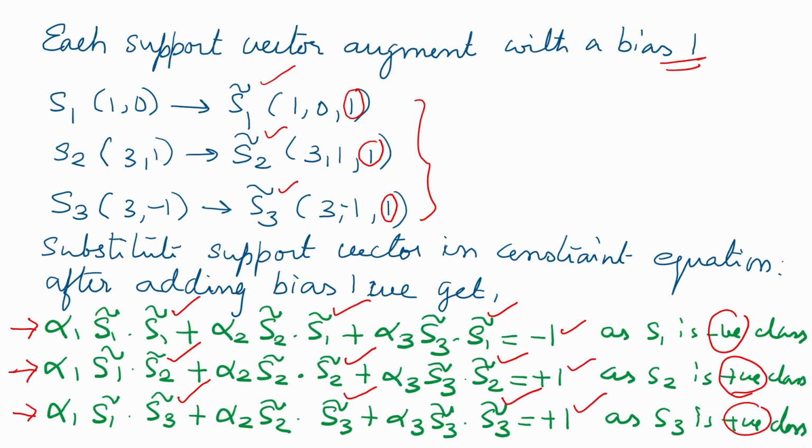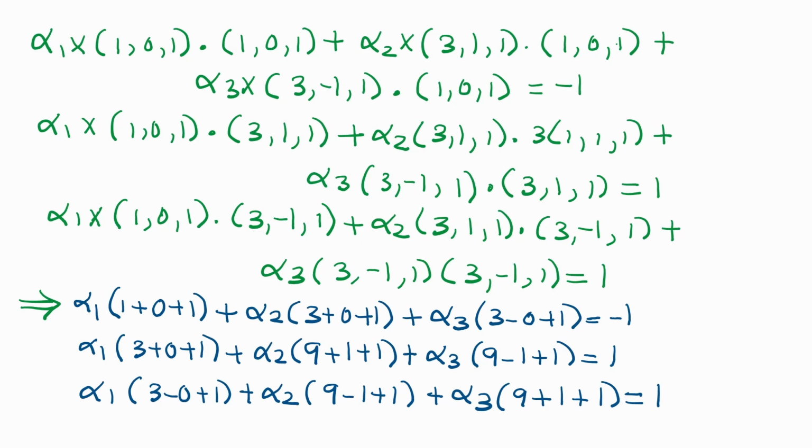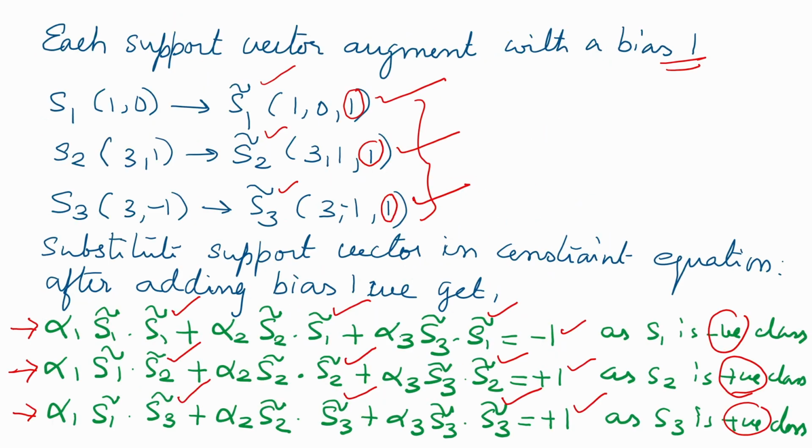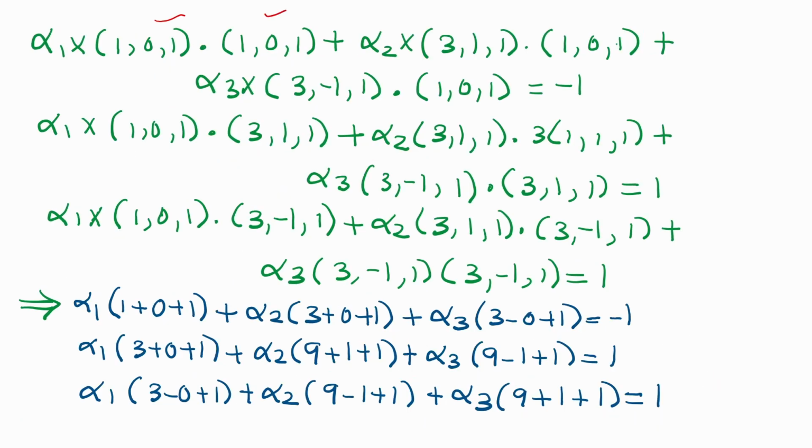Now we already have this S1 tilde value here. This is S1 tilde, this is S2 tilde, this is S3 tilde. Just substitute it in this equation. Right now we don't know the values for alpha 1, alpha 2, alpha 3, but the remaining values we know. So substituting for S1, S2 and S3 tilde, you are getting alpha 1 into S1 tilde dot S1 tilde, S2 tilde dot S1 tilde, S3 tilde dot S1 tilde, that is equal to minus 1. We have substituted in all three equations: this is the first equation, this is the second equation, this is the third equation.